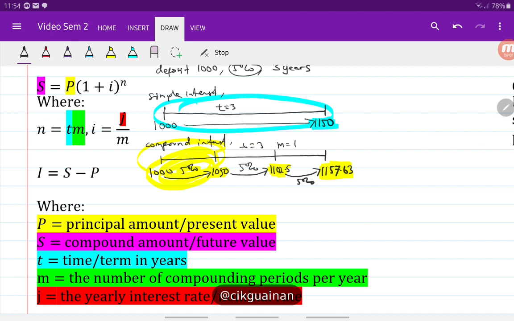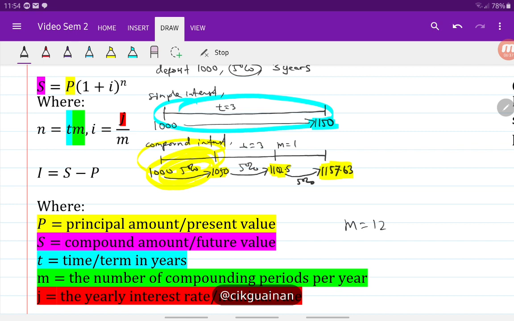Another example is that they calculate it daily. If the interest is calculated daily, it means they will calculate 365 times in 1 year, or maybe 360, I forgot which one, but still, more or less like that. Another example, maybe they calculate monthly. Monthly means the M is 12.